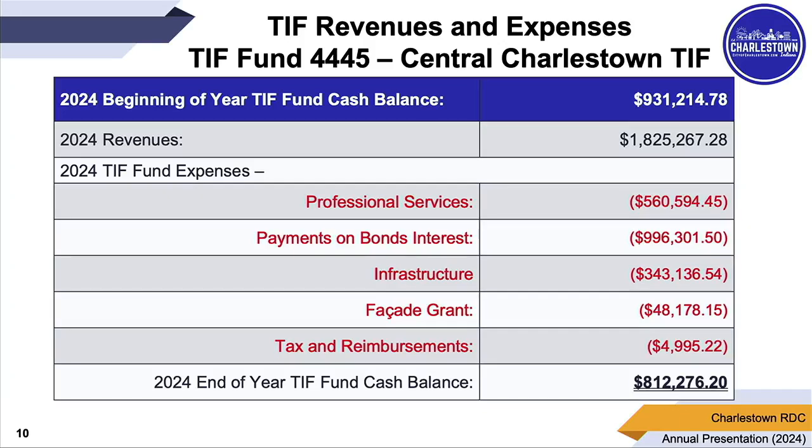The next one, Central Charlestown TIF, which I mentioned earlier, is the city's largest TIF, and encompasses most of the parcels. It just shows revenue at the beginning of the year, their balance at the beginning of the year, revenue, and then how those were expended. All of this information was included in the annual report that was due to be uploaded to the Department of Local Government Finance by April 15th.